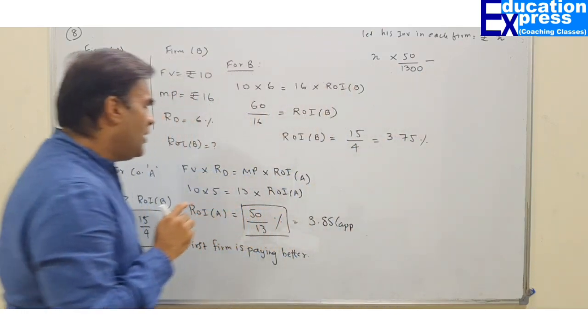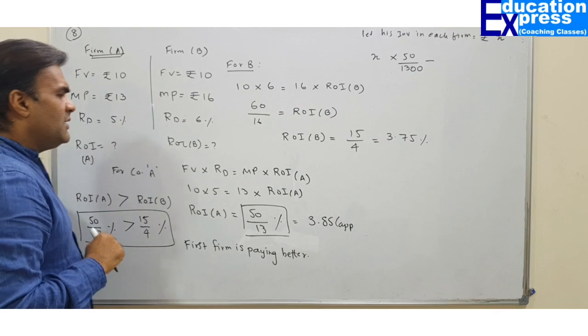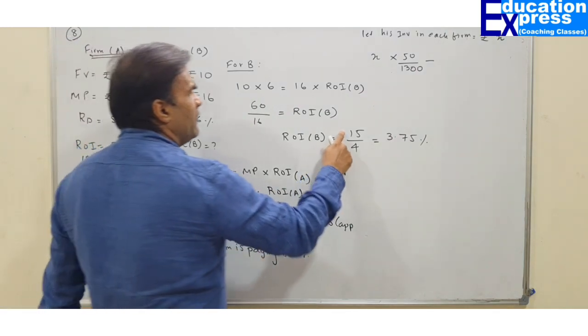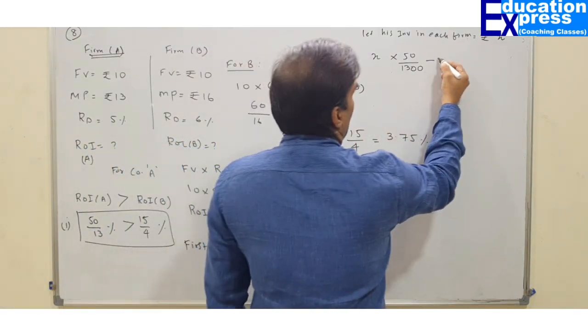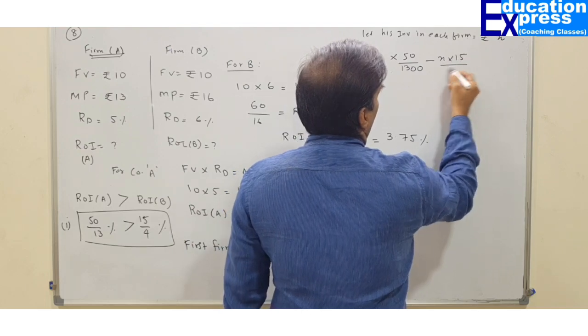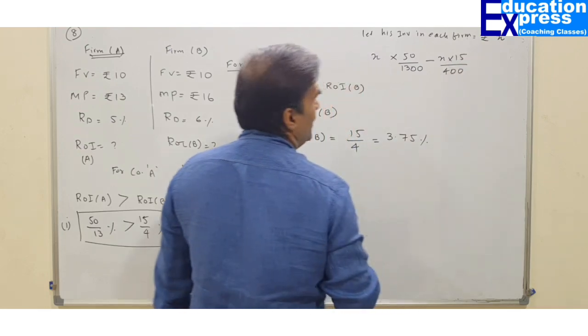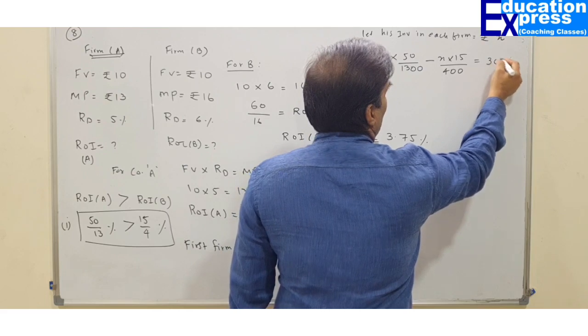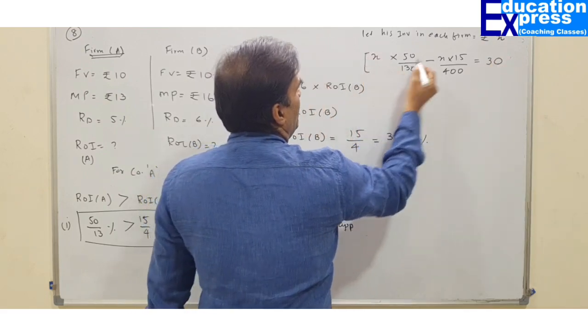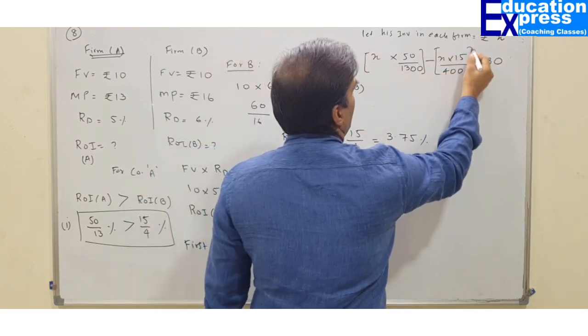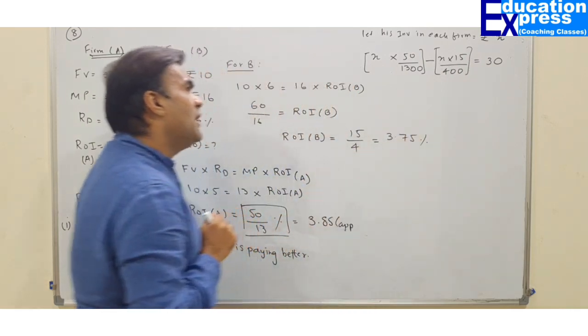Less. What about the return on investment on the other company? From the other company we are getting 15 upon 4%. So X into 15 upon 4%, so 400. And the difference is given to us as 30. So income from A company minus income from B company equals 30.